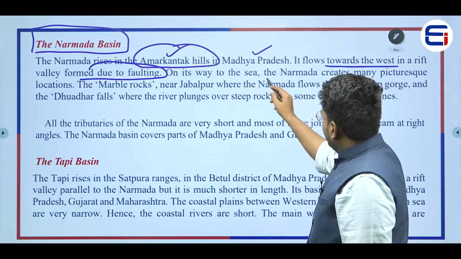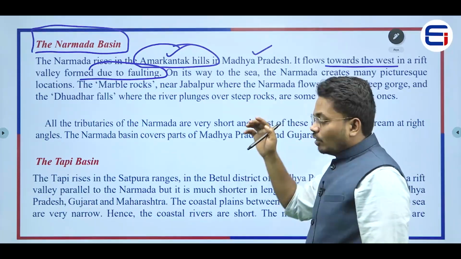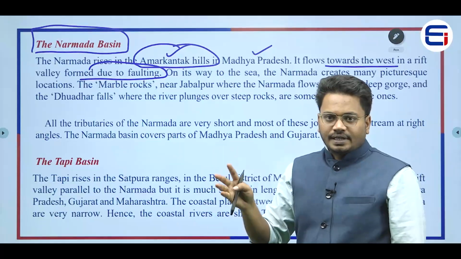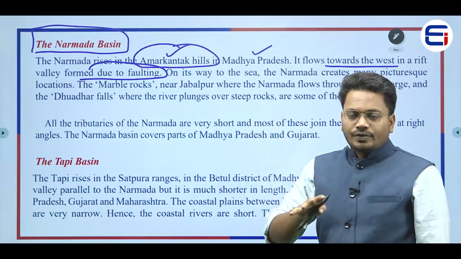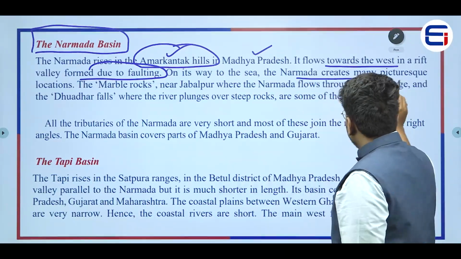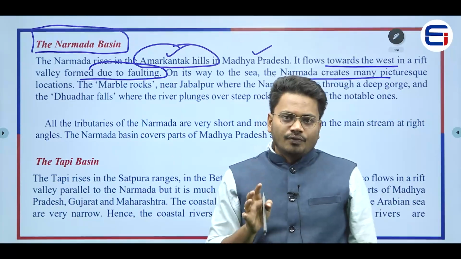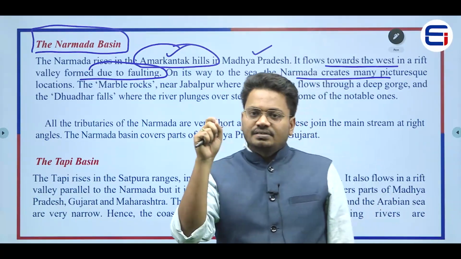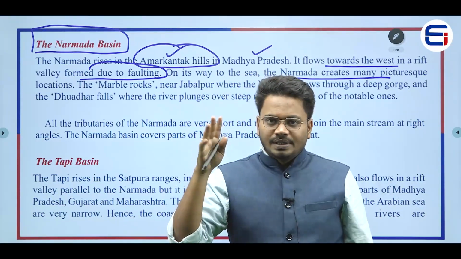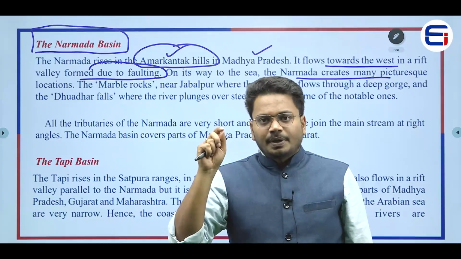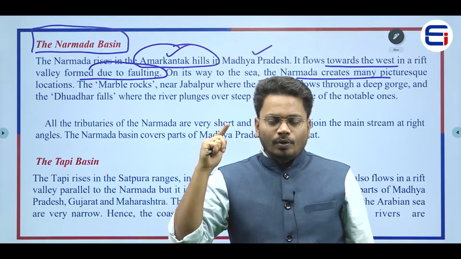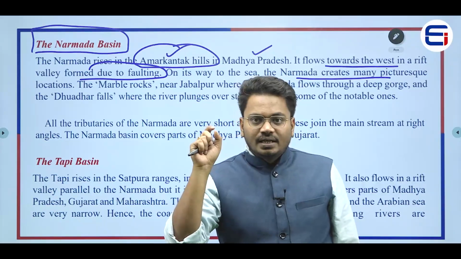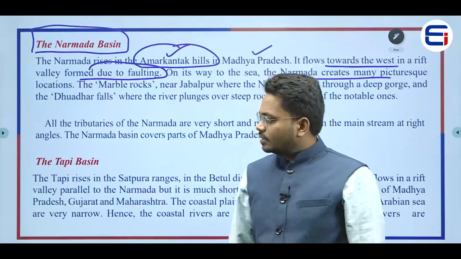Now, the point here is that this river, on its way to the sea, that means the journey from the point of origin to the point of destination, will be creating very beautiful picturesque locations. What does it mean? It means locations such as gorges or meanders, whatever it is, right. From the point of origin to the point of destination, you would have very beautiful scenic locations in that area.